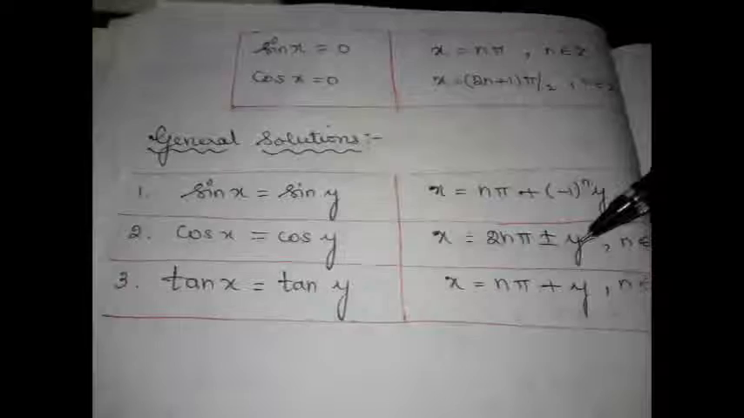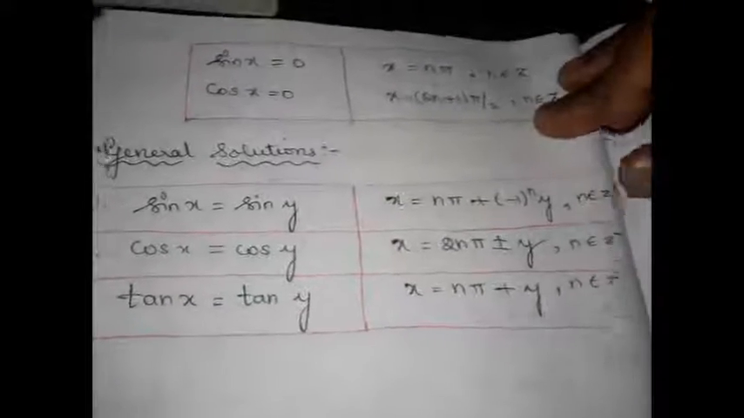Similarly, when tan x equal to tan y, we will get x is equal to n pi plus y, where n is an integer. These three solutions you have to remember to find the general solution of the problems. See here, sin x equal to sin y implies x is equal to n pi plus (minus 1) the whole power n into y, where n is an integer. Cos x equal to cos y implies x equal to 2n pi plus or minus y, where n belongs to integers. Tan x equal to tan y implies x equal to n pi plus y, where n belongs to Z.